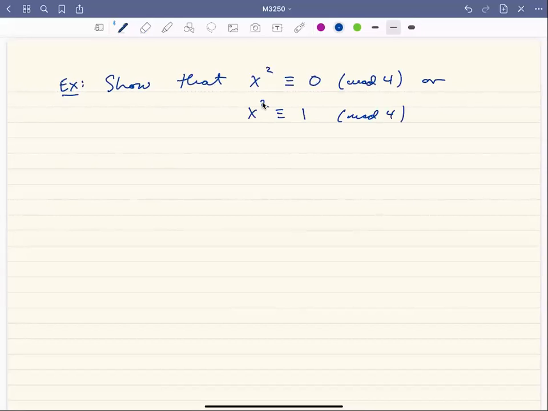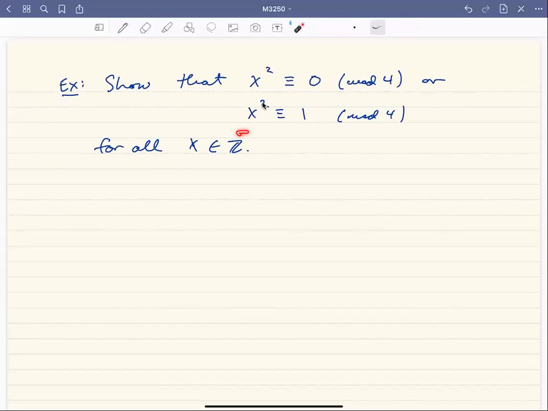So in this video, I want to show you how to use modular arithmetic to solve some number theory problems. And what I want to do is going to come in two parts. First, I want to show, I won't say prove, but let's show that if you take any integer squared, it's going to be congruent to 0 mod 4, or x squared is congruent to 1 mod 4 for all integers x. And there's a little shortcut here.